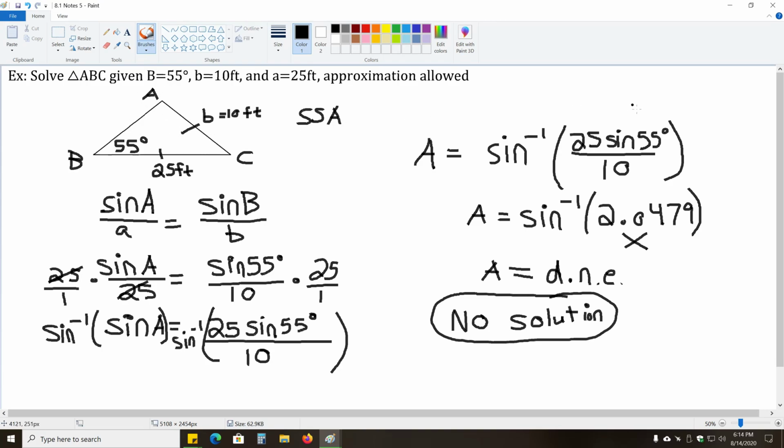It might end up looking something more like this, where this side doesn't actually end up connecting, so it doesn't actually form a triangle. So this is the case where side-side-angle gives us 0 possible triangles for our solution.